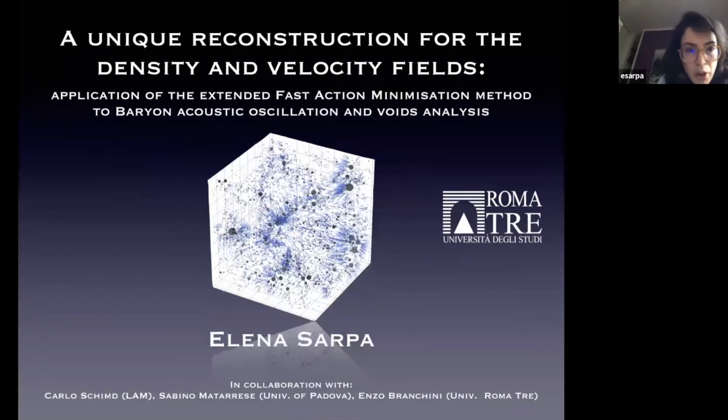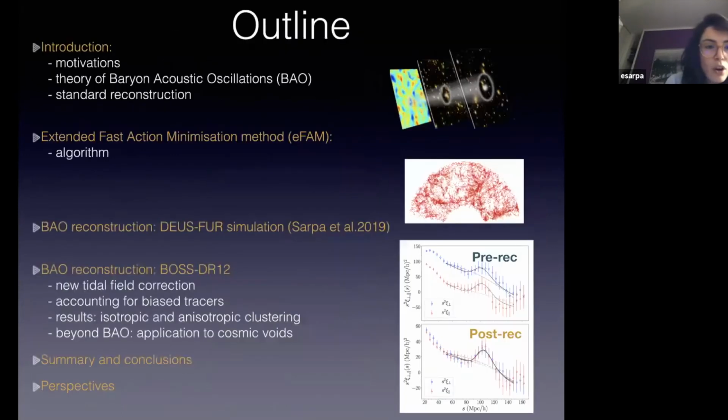Today I would like to talk to you about a specific reconstruction technique, the extended fast action minimization method, or eFAM for short, which aims at recovering both the past density field and the velocity field on cosmological scales. I will skip the introduction and go directly to give you some insight on the standard reconstruction technique, to then go into the details of eFAM, the code I have been developing, and then assess its validity by reconstructing a set of simulated dark matter halo catalogs and comparing the reconstructed two-point correlation function with theoretical prediction.